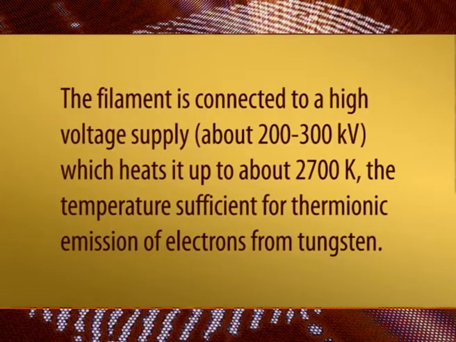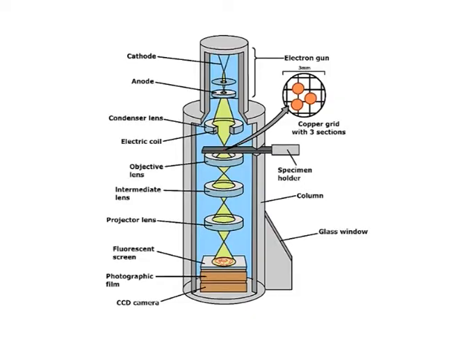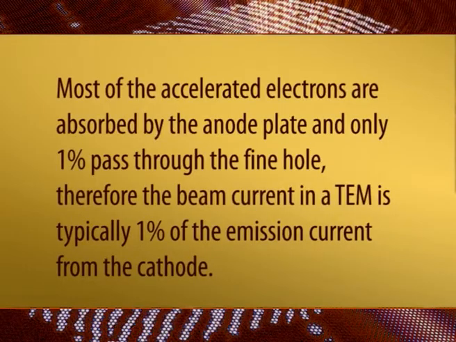The filament is connected to a high voltage supply of about 200 to 300 kilovolts, which heats it up to about 2700 degrees Kelvin, the temperature sufficient for thermionic emission of electrons from tungsten. Immediately after the emission from the cathode, electrons are accelerated to their final kinetic energy by applying an electric field parallel to the optic axis. Most of the accelerated electrons are absorbed by the anode plate and only 1% pass through the fine hole. Therefore, the beam current in a TEM is typically 1% of the emission current from the cathode.